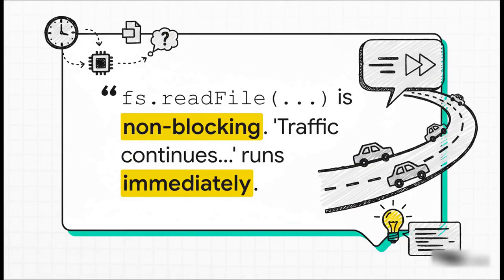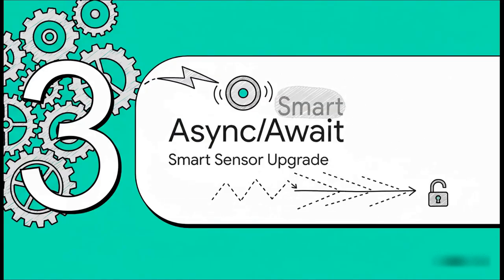Okay, so check out the async code. See how different this is? We tell Node to read the file, but we also give it a little note that says, hey, when you're done with this, run this function. The key thing is the program doesn't wait around. It kicks off the file read and immediately moves on to the next thing, in this case, printing "traffic continues." Absolutely nothing gets blocked.